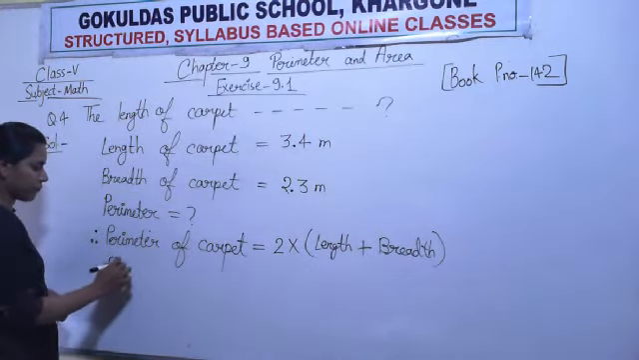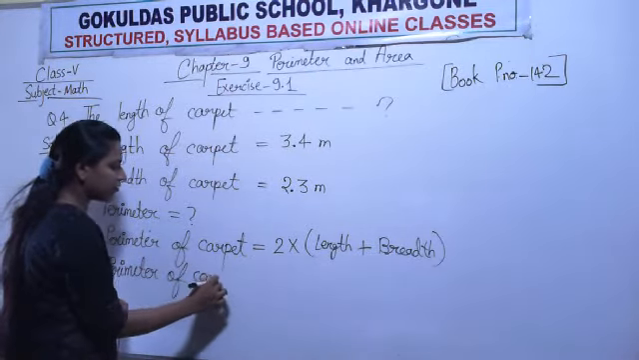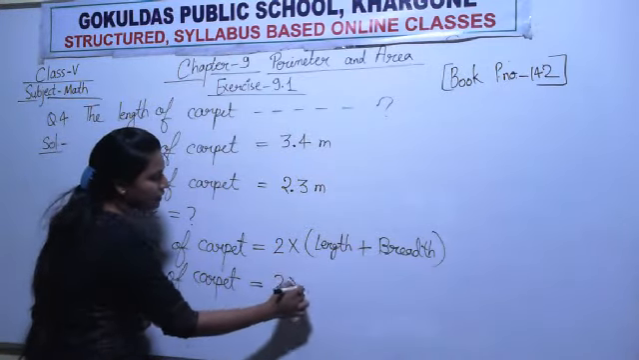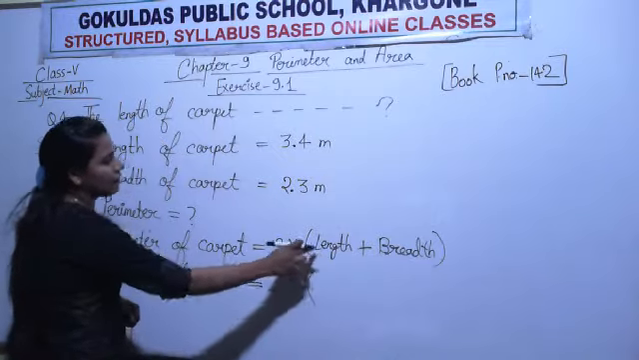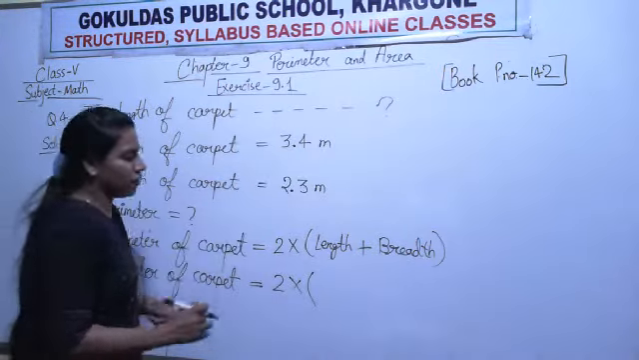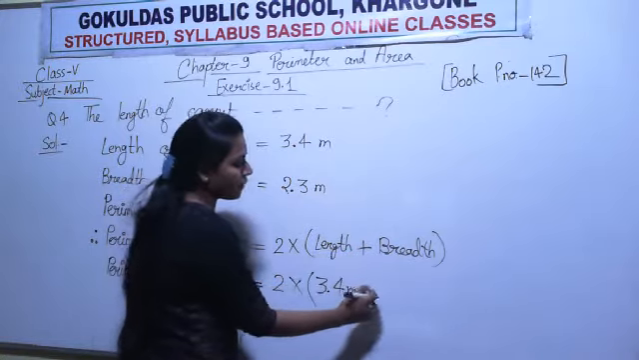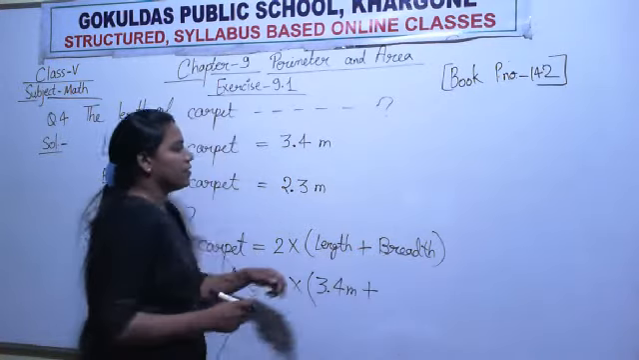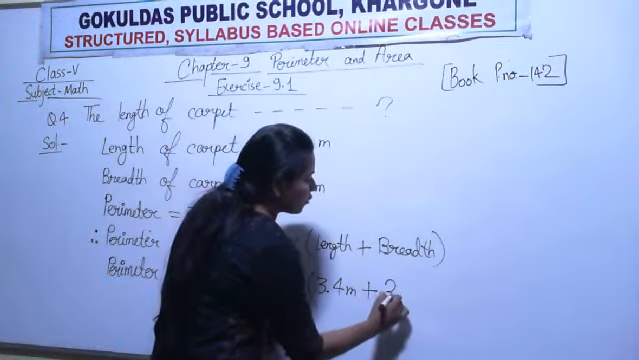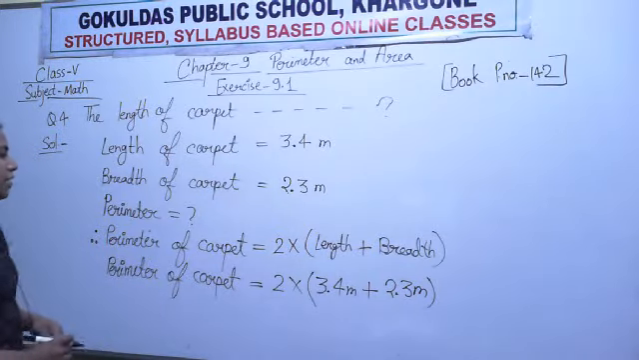So, perimeter of carpet is equals to 2, write down as it is, multiply sign as it is, open the bracket, length. We have the value for length. What is the value of length? 3.4 meter. So write 3.4 meter. Then plus symbol is there, copy down here, plus breadth. We have breadth. How much breadth is given? 2.3 meter. So write 2.3 meter. Okay. Now further solve.